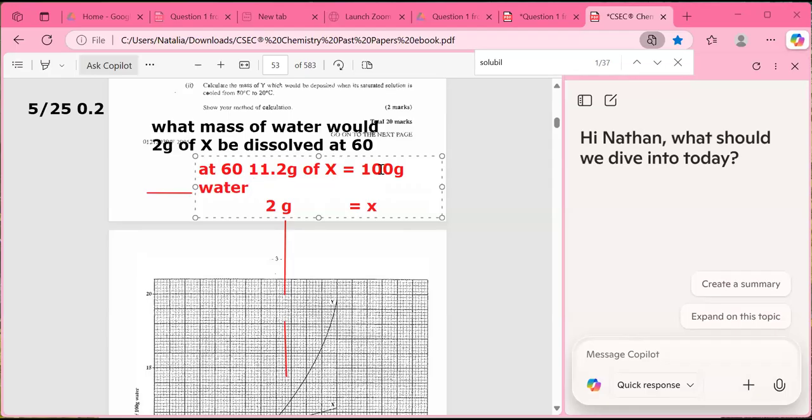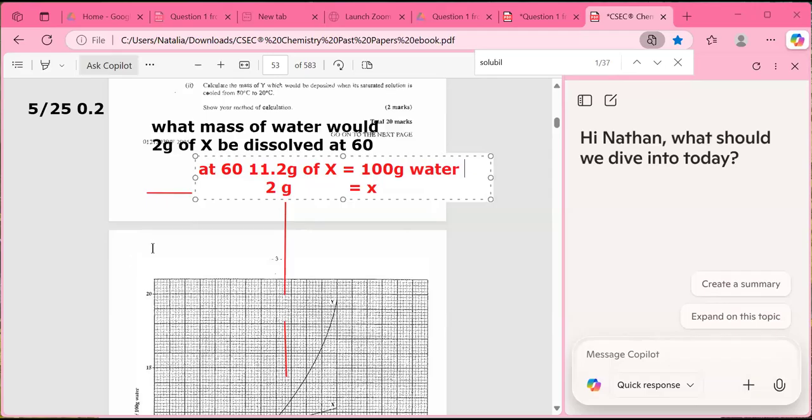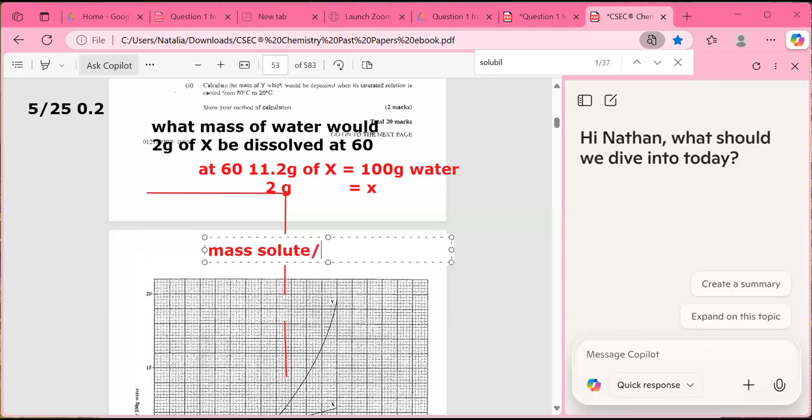Or we use the solubility formula. The solubility formula says the mass of solute divided by the volume of water, times 100. In this case we have the solubility and the mass of solute, but we don't know the volume of water, so we solve for the unknown. Or we can cross multiply, like we did. Let's work that out first.